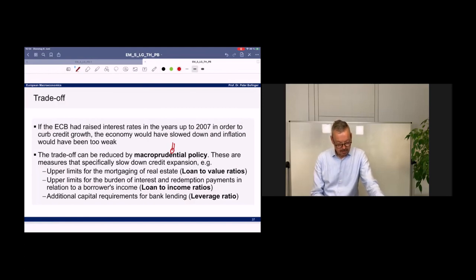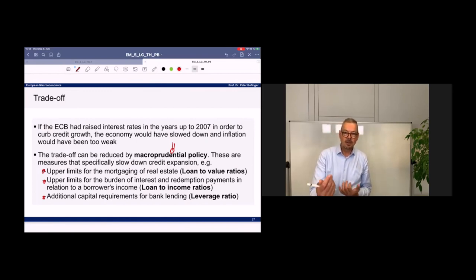And there, for instance, there are upper limits for the mortgaging of real estate, so-called loan-to-value ratios. There are upper limits for the burden of interest and redemption payments in relation to a borrower's income, loan-to-income ratios, and there are also additional capital requirements for bank lending, so-called leverage ratios, I think. So there has been a learning process, and yes, there's always a kind of trade-off.